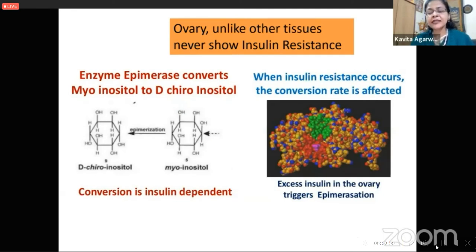So this is what is happening in the blood, where there is hyperglycemia as the glucose uptake is not occurring. Also, DCI is not acting, so glycogen synthesis is not occurring. Now coming to the ovary, what is there? It is happening because of the inositols deficiency.